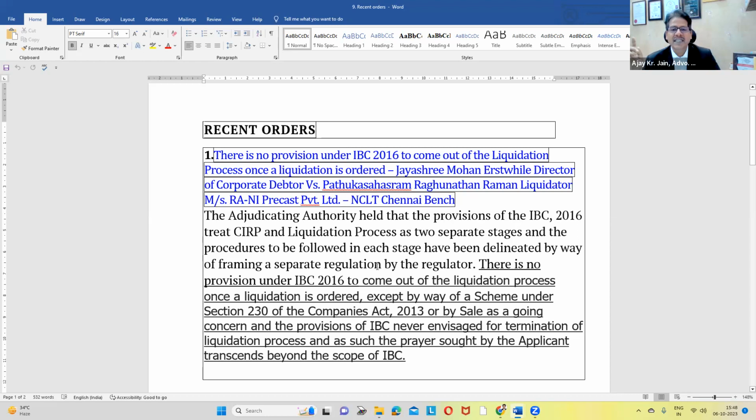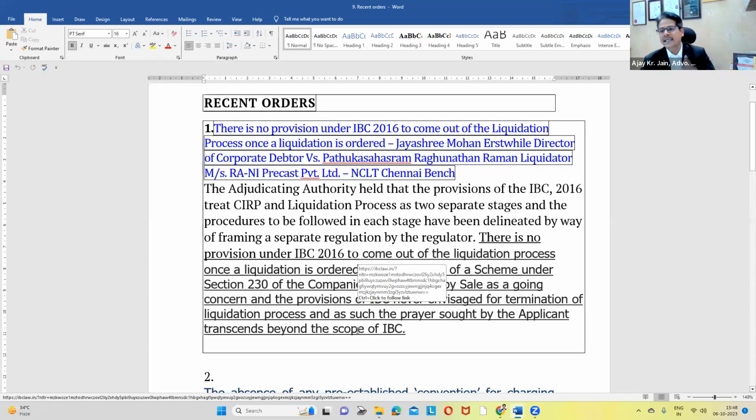So 230 is the compromise, arrangement, amalgamation, merger. In the CIRP process, there is a clear-cut provision, 12A, or regulation 30 also, that the IRP or RP shall file an application for withdrawal upon the request of the financial creditor or operational creditor due to settlement. But here, can settlement take place even during liquidation? No. Once liquidation starts, it will continue, subject to the provisions of 230 and dissolution, whatever provisions apply here.